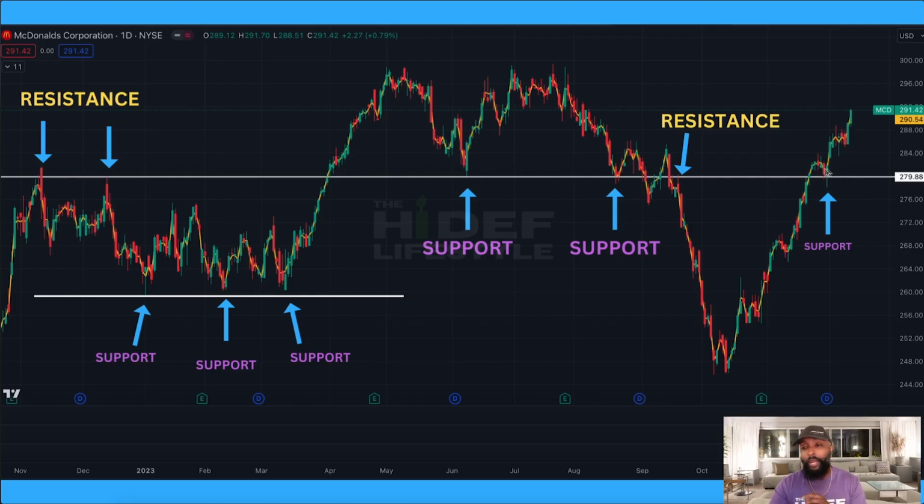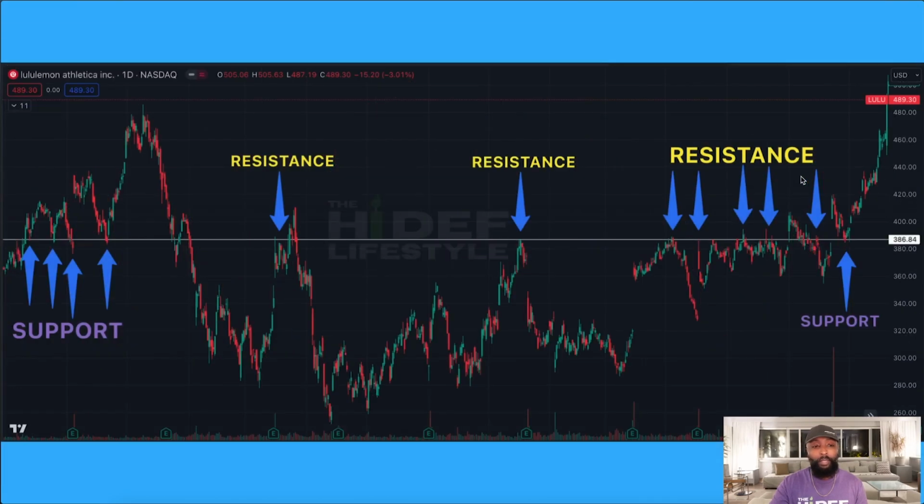So this touch right here on the far right reestablishes the upper white line as a support level. So as you can see, the same line can flip from resistance to support back to resistance and vice versa. All right, so support and resistance.